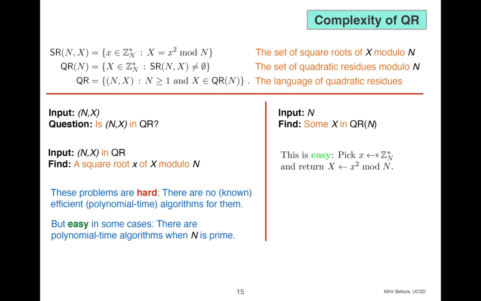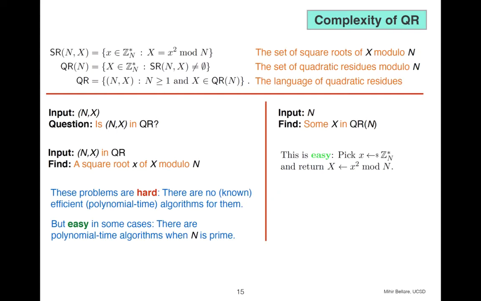If you look at this language of quadratic residues, suppose I ask you to test membership in it. That means I give you a pair n and x, and I ask you, is it in the set of quadratic residues? Can you determine, in other words, whether big X is a square mod n? And it turns out there's no known fast algorithm to do that. There's no polynomial time algorithm we know of that's able to solve that problem on all instances.